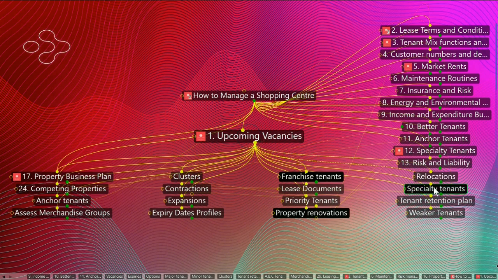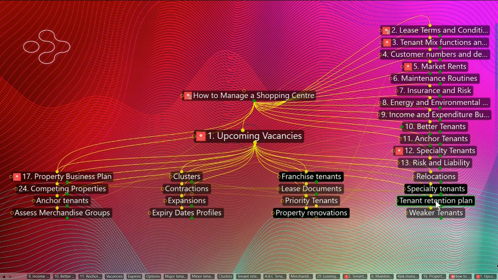Then there are specialty tenants that you need to understand and how good they are for the overall tenancy mix for the property. Understand the specialty tenants, how good they are, how they're performing. If possible, look at their sales figures if they're sharing that under the terms of the lease. And the other thing I would look at here is the tenant retention plan.